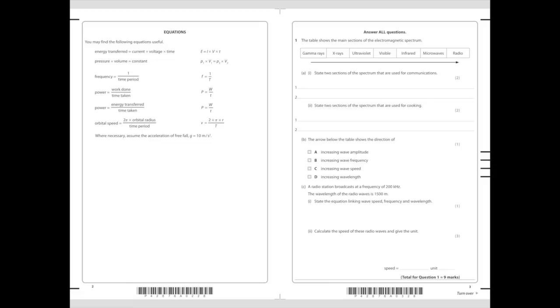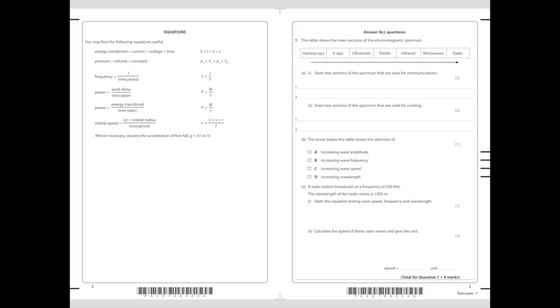The arrow below the table shows the direction of, and don't look at the answers, try and work it out and then spot the answer in the list below. So it's pointing towards the radio wave end, which means it's waves with increasing wavelength. So have a look down and it is D. A radio station broadcasts at a frequency of 200 kilohertz. The wavelength of the radio waves is 1500 meters.